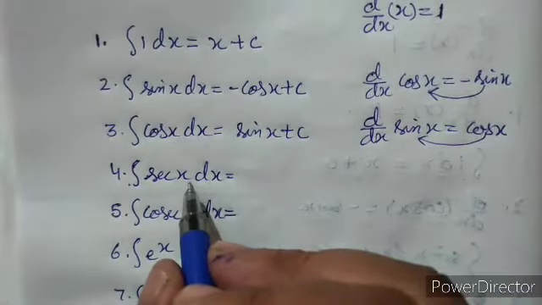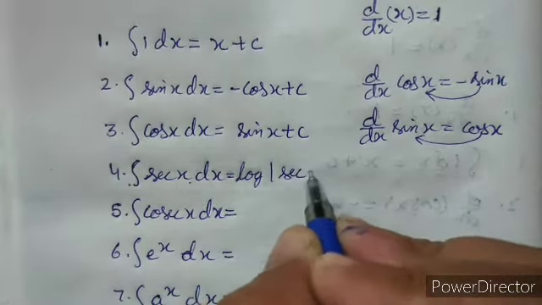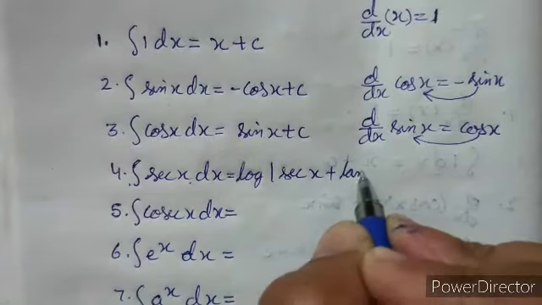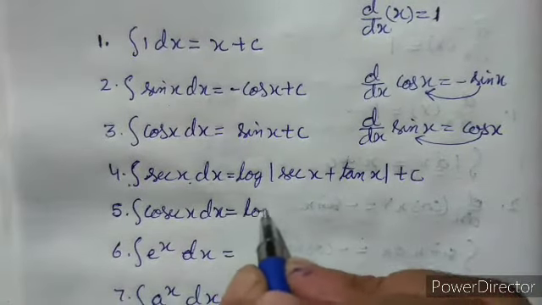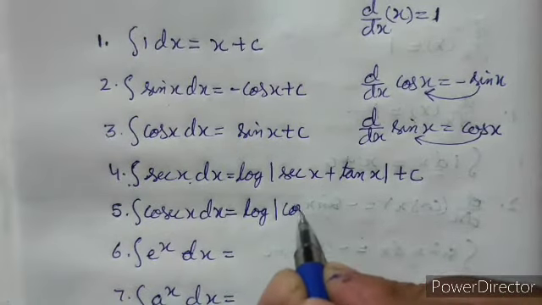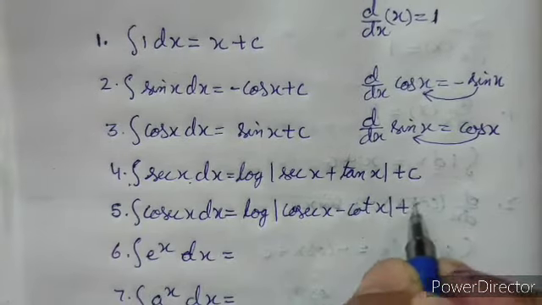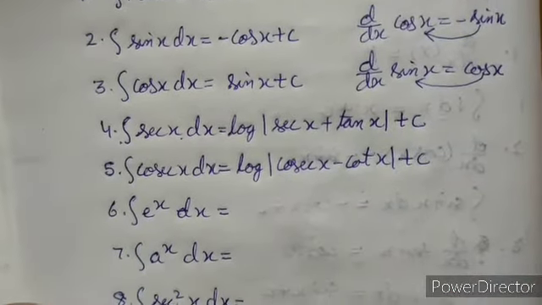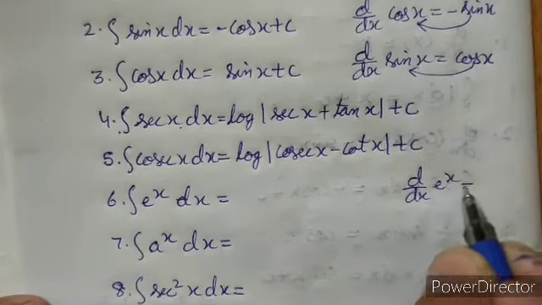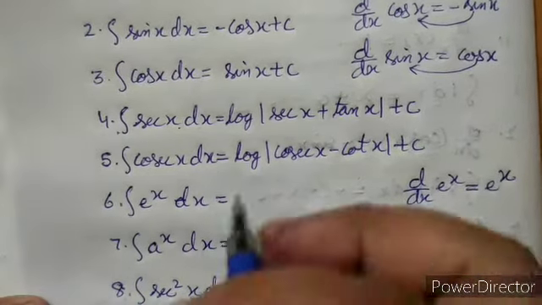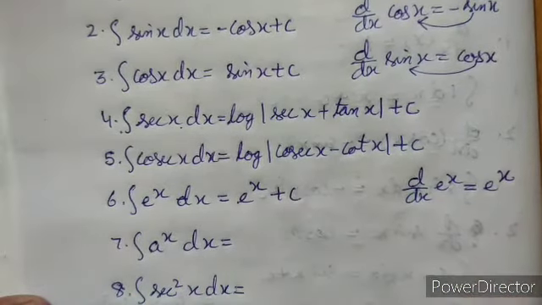Now the integral of sec x will be equal to log of sec x plus tan x plus c. The integral of cosec x will be equal to log of cosec x minus cot x plus c. Now the integral of e raised to power x. The derivative of e raised to power x is equal to e raised to power x. So the integral of e raised to power x will be equal to e raised to power x plus c.